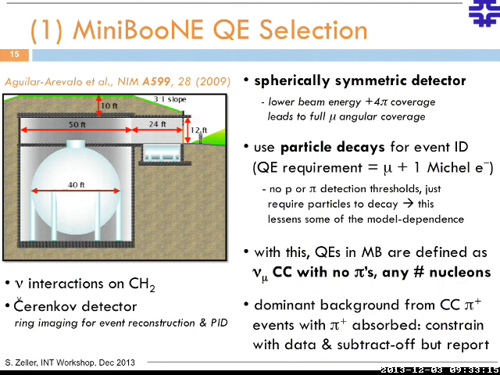In addition, because of the detector, we use particle decays for the quasi-elastic event identification. Specifically, our quasi-elastic requirement for this sample is that the event must be charged current, meaning it has a well-reconstructed muon in the final state, and we require that there be one and only one Michel electron in the event. This is the sole requirement of the quasi-elastic event selection in MiniBooNE: you require a muon and one and only one decay electron. What's nice about this, in contrast to some of the tracking detectors, is that there are no pion or proton tracking thresholds involved.